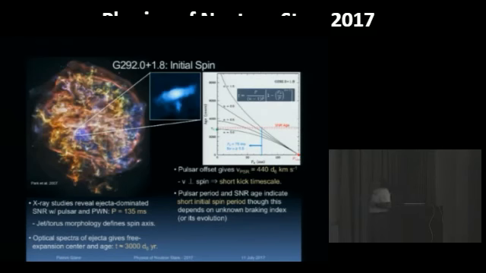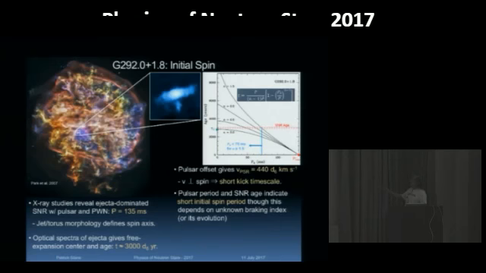Going back to G292, its pulsar has spin-down characteristics measured. The supernova remnant has a good age because of its expansion ejecta measurements. And we know that for a neutron star with a constant braking index n, its age is represented by this expression, where this is the initial spin period right here.